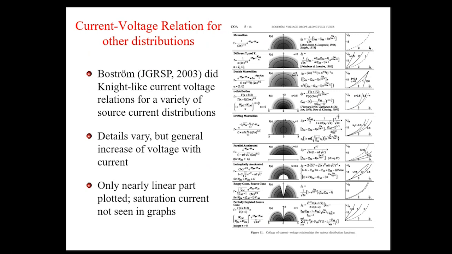And you can see, actually, they never carry these curves up to a saturation regime, but they all end up having a saturation regime as well, just like in the Knight relationship. So this is the type of distributions that we get. So again, it's not just purely for Maxwellian distributions.